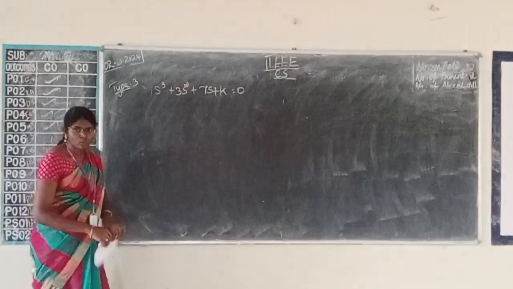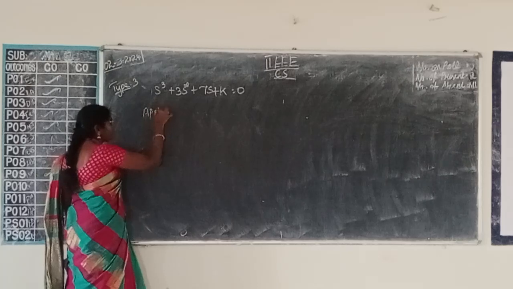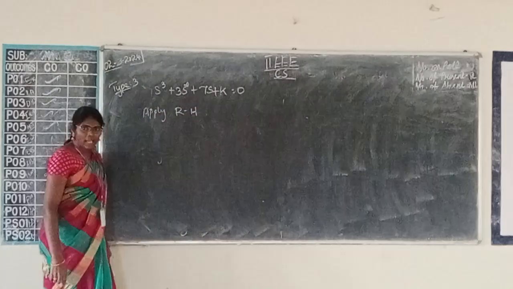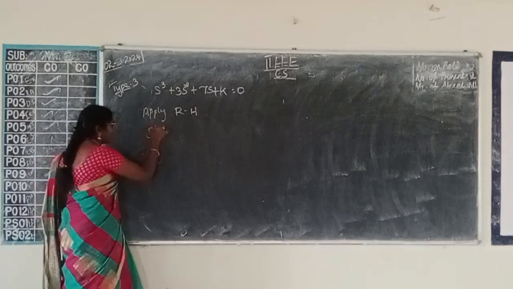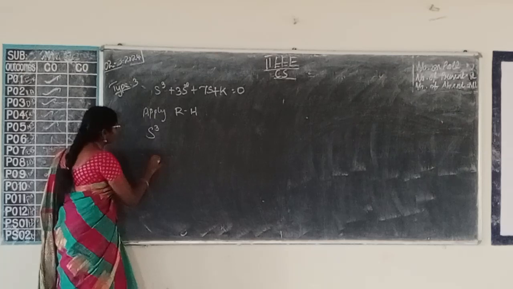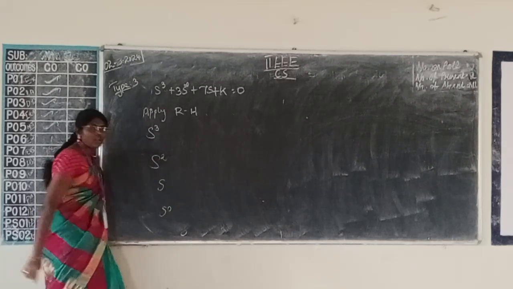Now you have to apply the Routh-Hurwitz criteria, forming the Routh-Hurwitz array. Take it as if the maximum power is 3, so it is s power 3, s power 2, s power 1, and s power 0.